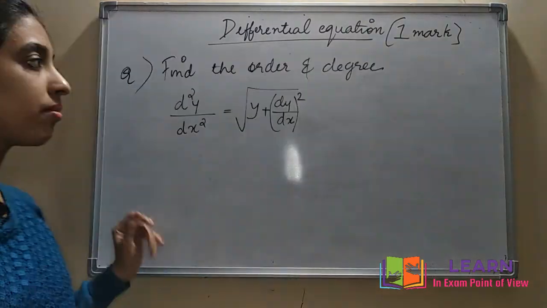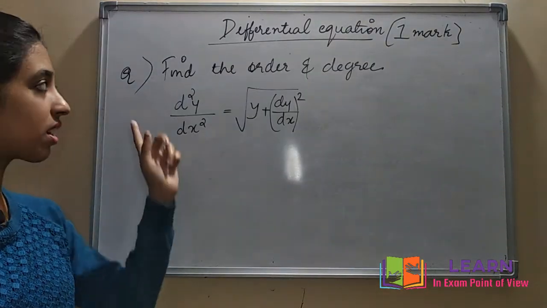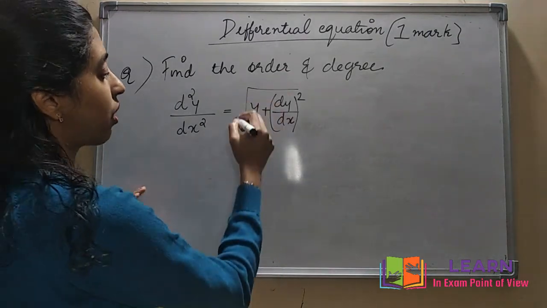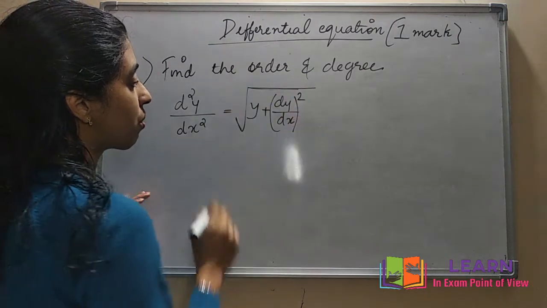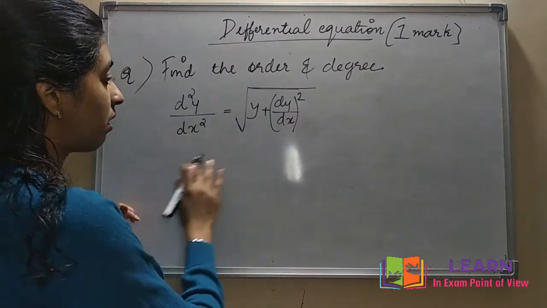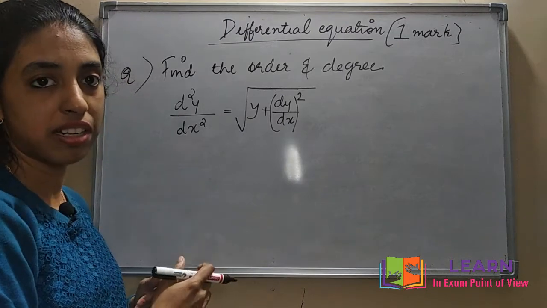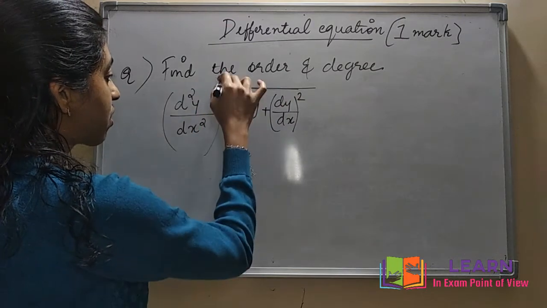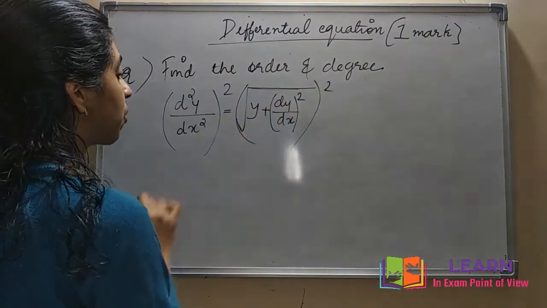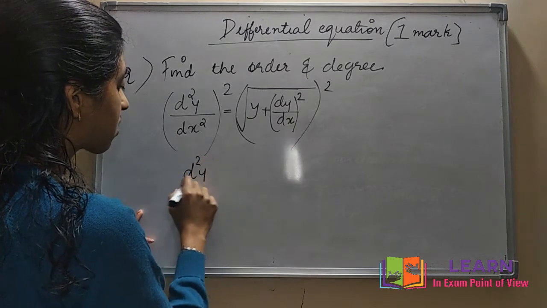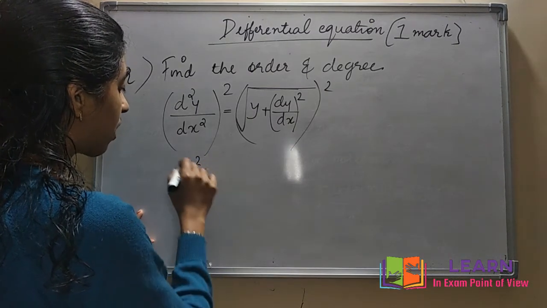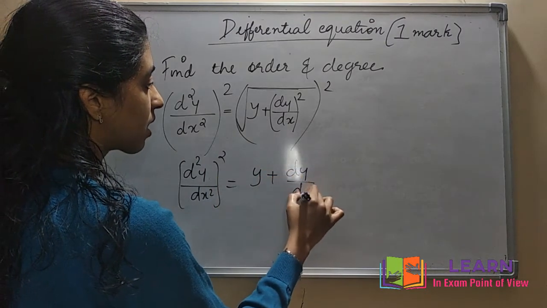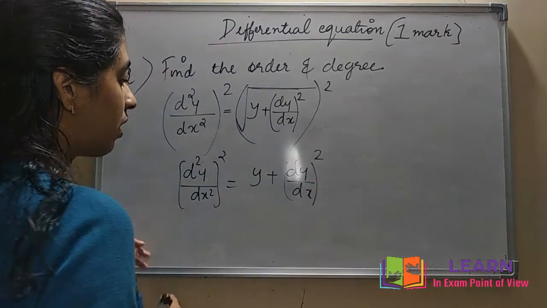This is an important question, that is, we have to find the order and degree of the given differential equation. Here there is a square root, right? So first you simplify the given equation and rearrange it properly. After that we can find the degree and order. Here, take the square on both sides, and the root will go. So it will become d square y by dx square the whole square equal to y plus dy by dx the whole square.